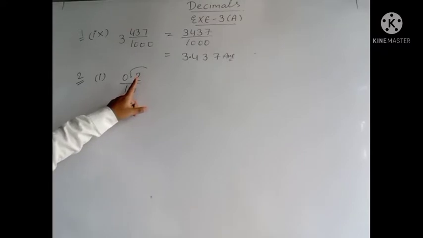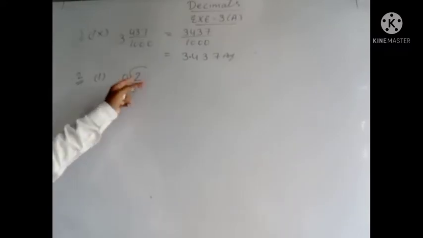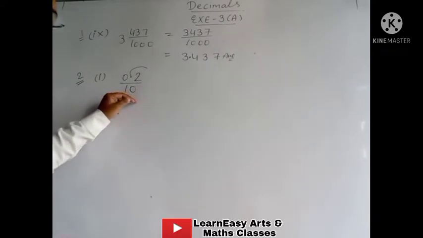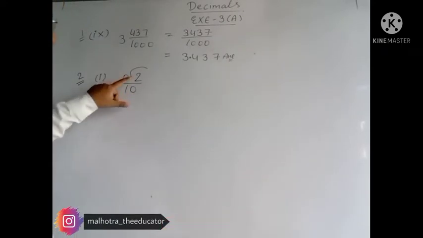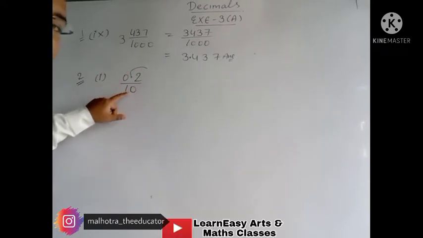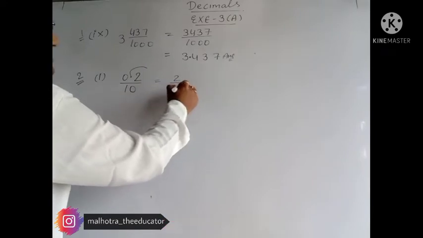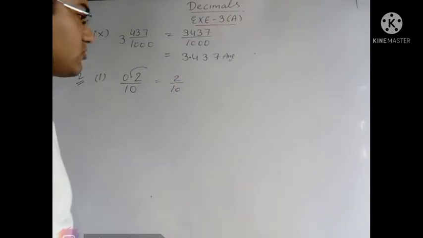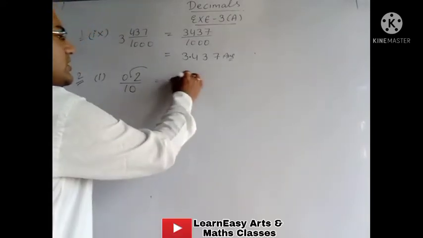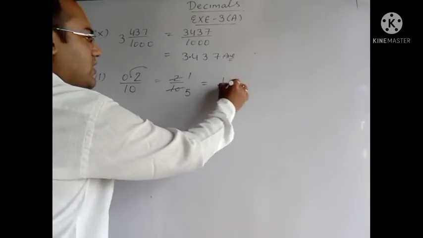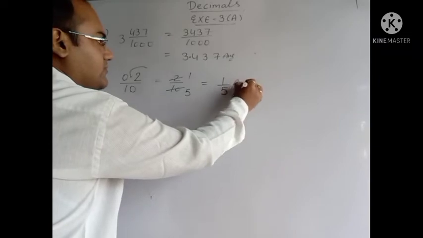1 digit means you have to take 10. If 2 digits are there, then we have to add 2 zeros. That means in the denominator we will take 100. So here only 1 digit is there on the right side of the decimal. That's why we are taking 10. Now the fraction is 2 upon 10. Now we have to change it into simplest form. So with the table of 2 we will cancel it. 2 ones are 2, 2 fives are 10. So the final answer is 1 upon 5.